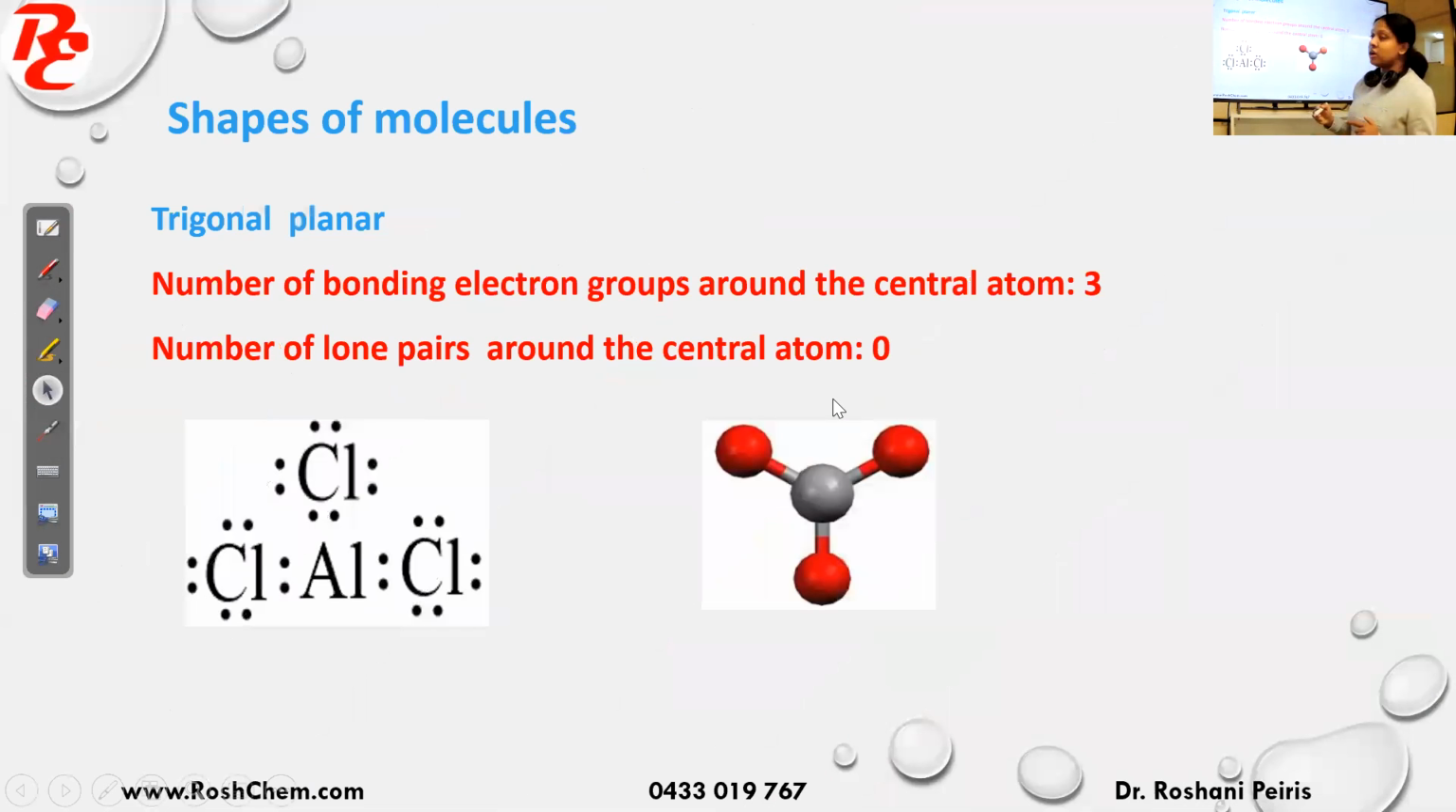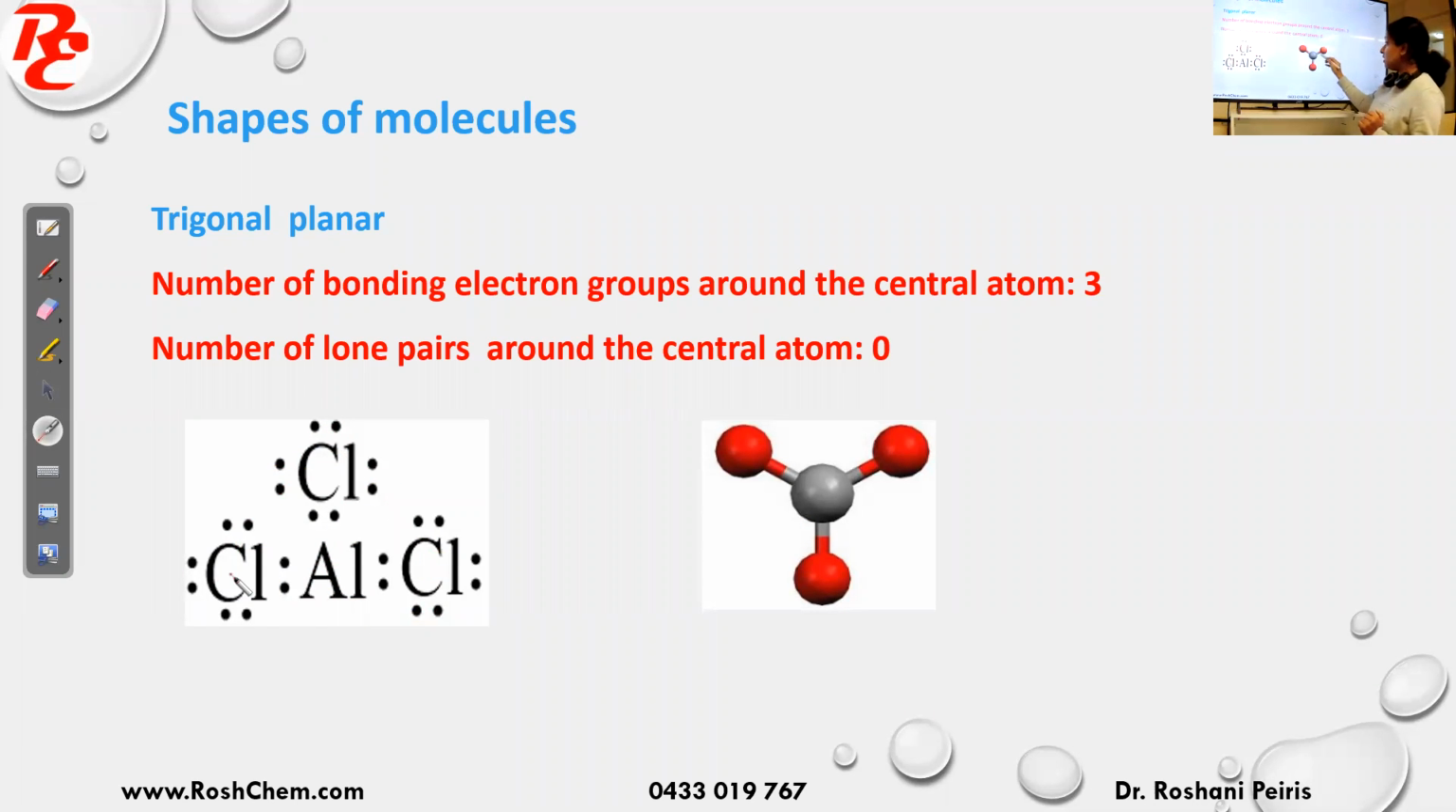The next one is trigonal planar. To have trigonal planar, around the central atom there must be 3 groups. Like this is the aluminium atom, the central one. Around aluminium, you got 3 chlorines, but no lone pairs again on the central atom. So no lone pairs. Then I say the shape is trigonal planar.